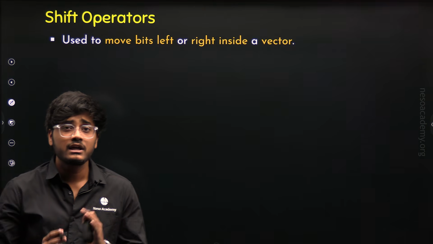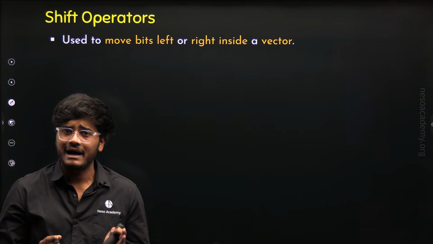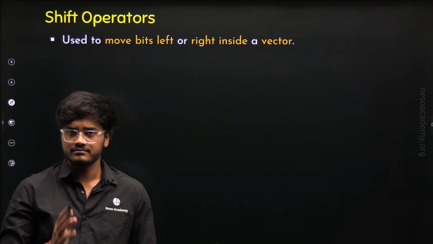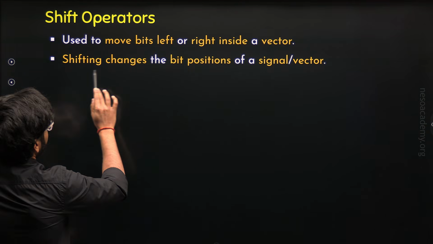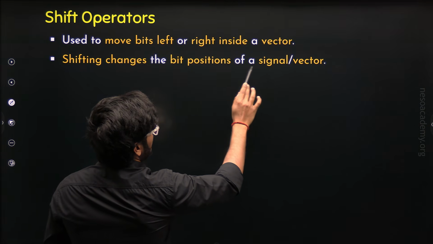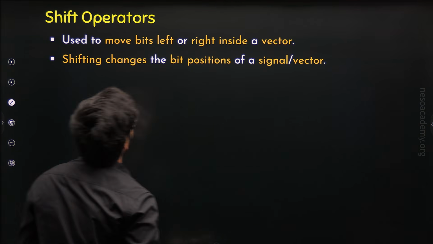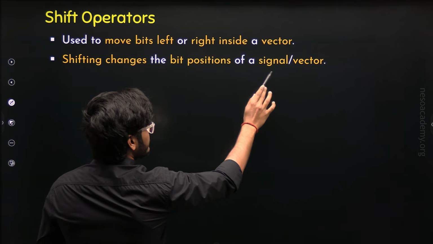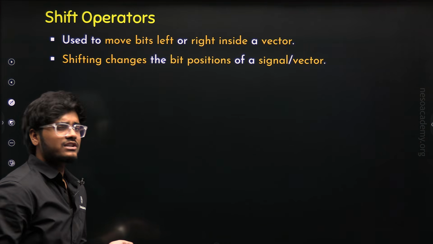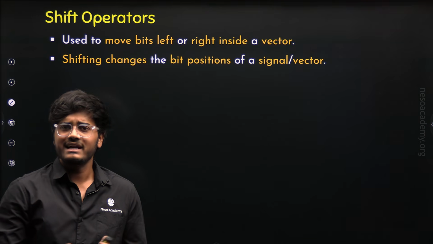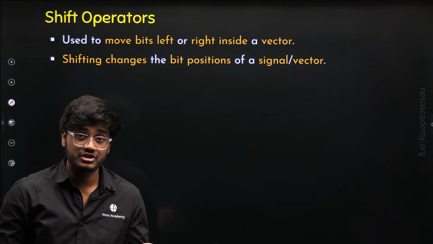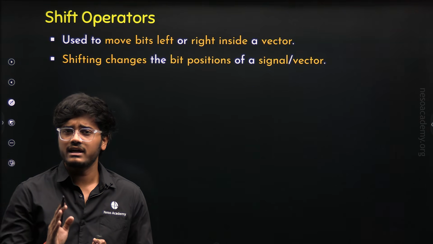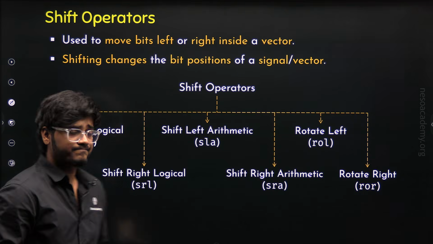In simple words, shift operators move binary bits either to the left or to the right inside a vector. And shifting changes the bit positions of a signal or vector. During a shift operation, the bits inside the vector move from their original positions to new positions. And in VHDL, there are 6 shift operators.